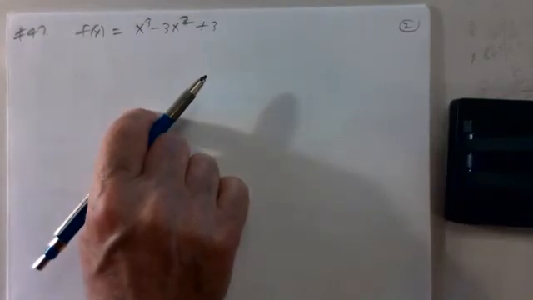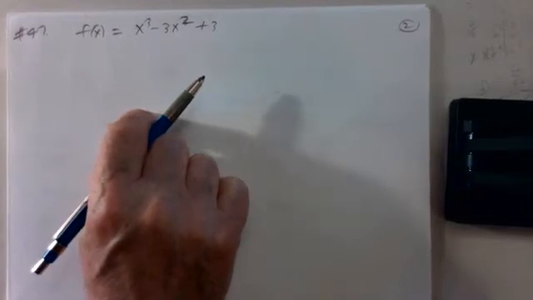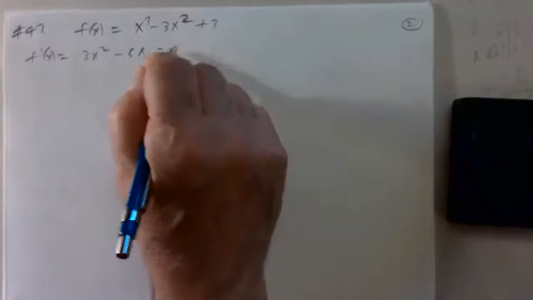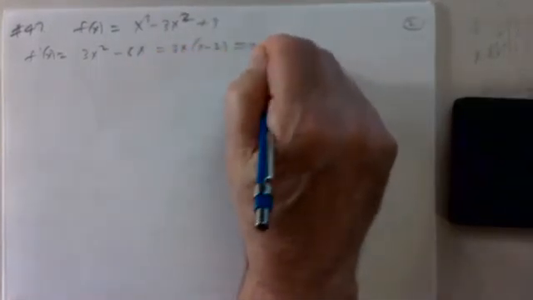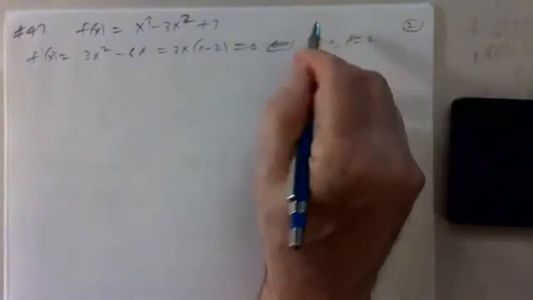We want to find the relative extrema, that is relative maxima and relative minima, using the second derivative test. So let's see. We take the first derivative, 3x squared minus 6x. So that's 3x times x minus 2. So this is equal to 0 when x equals 0 and x equals 2.